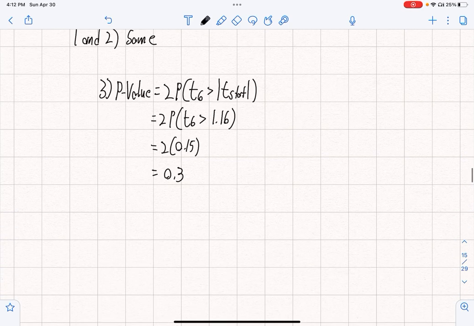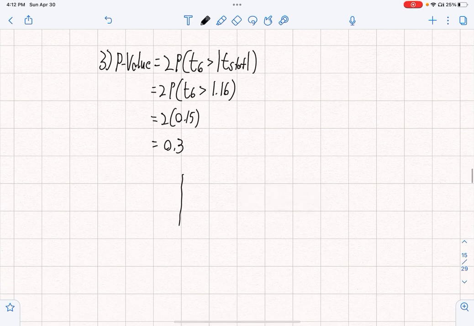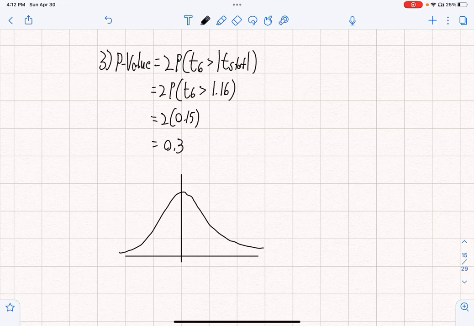So if we draw a picture, if I have 1.16 and negative 1.16, so our p-value will be these two areas. They're both 0.15.